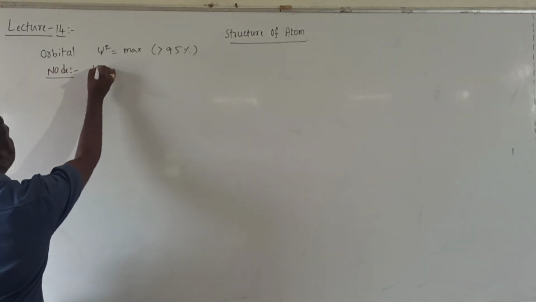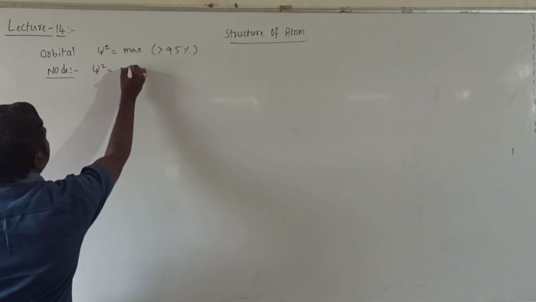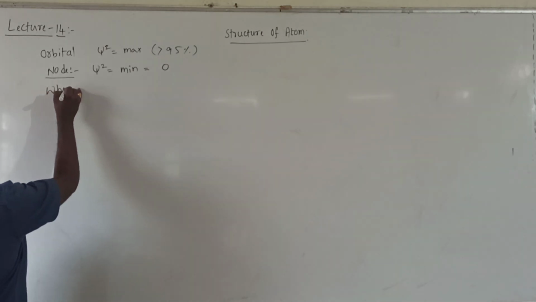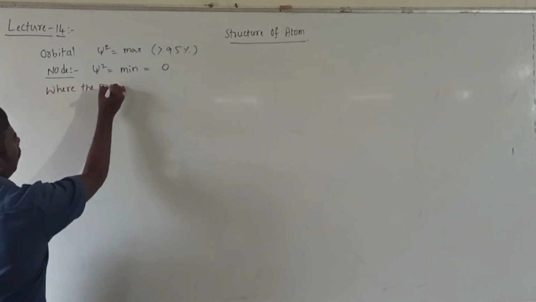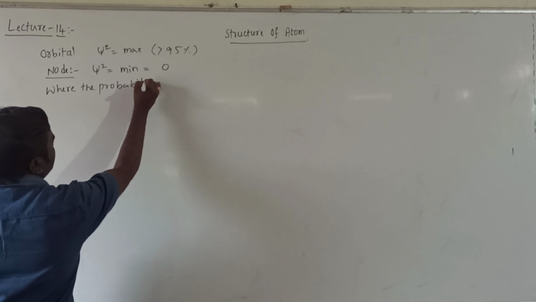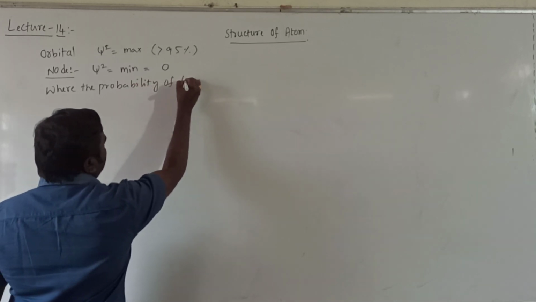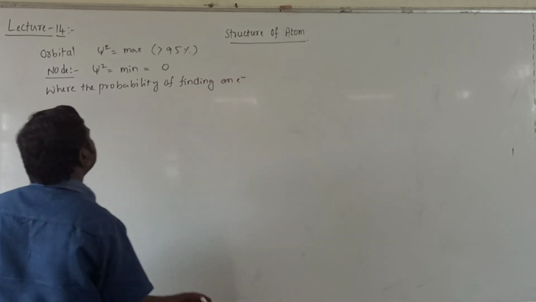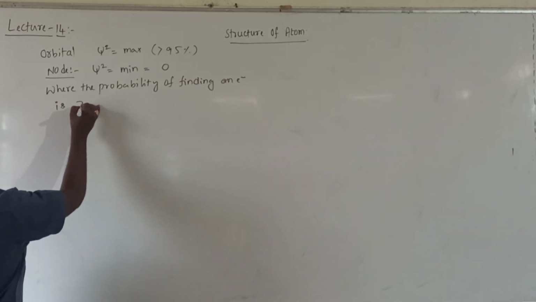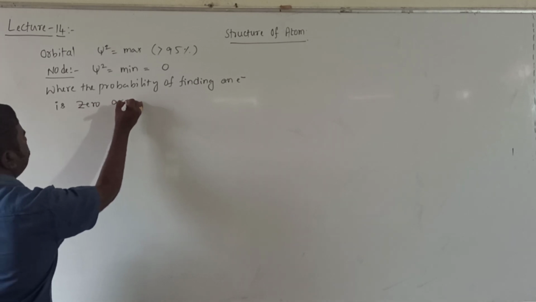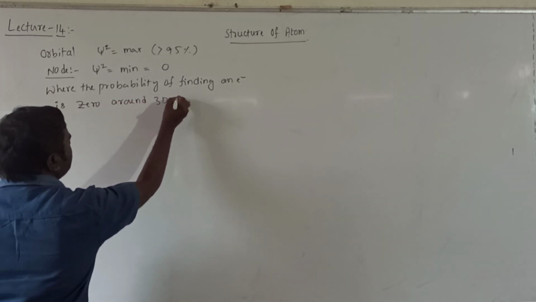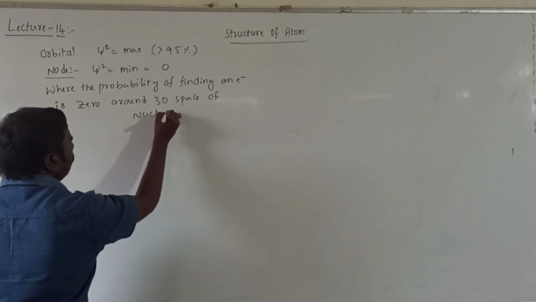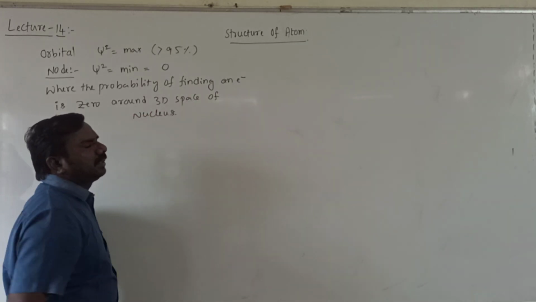Next one is node. Node means psi square is minimum, that is equal to 0. It means where the probability of finding an electron is 0 around the 3D space of the nucleus, it is called a node.